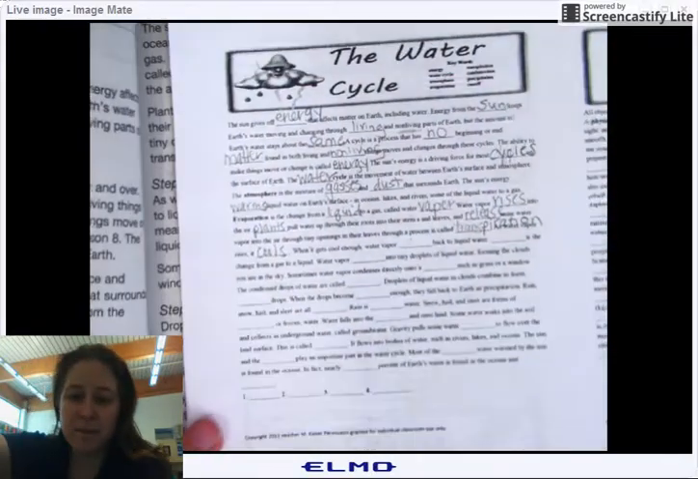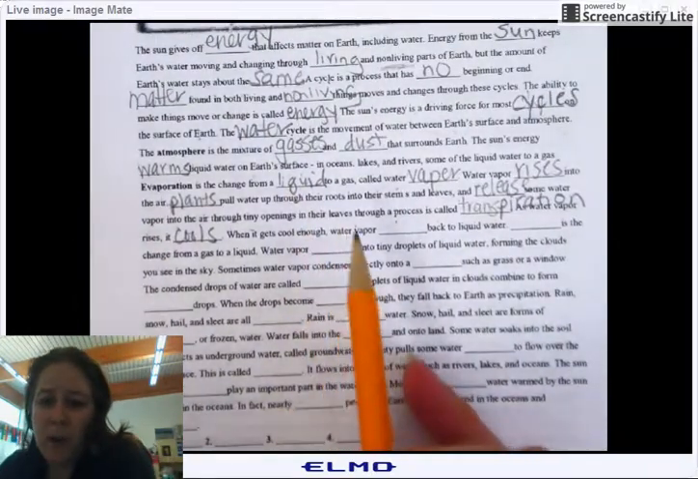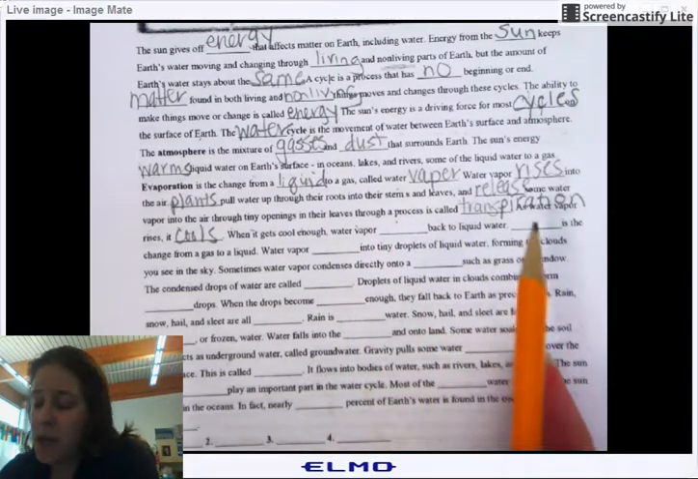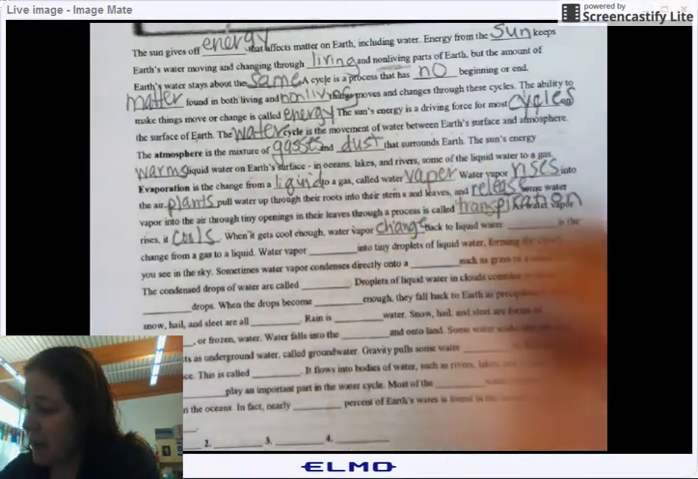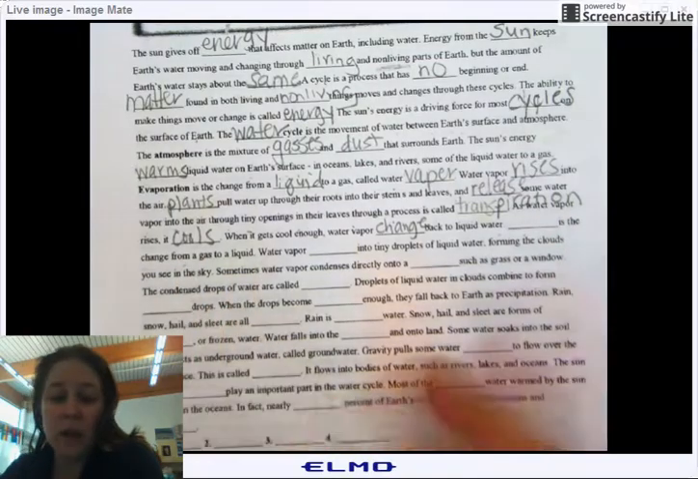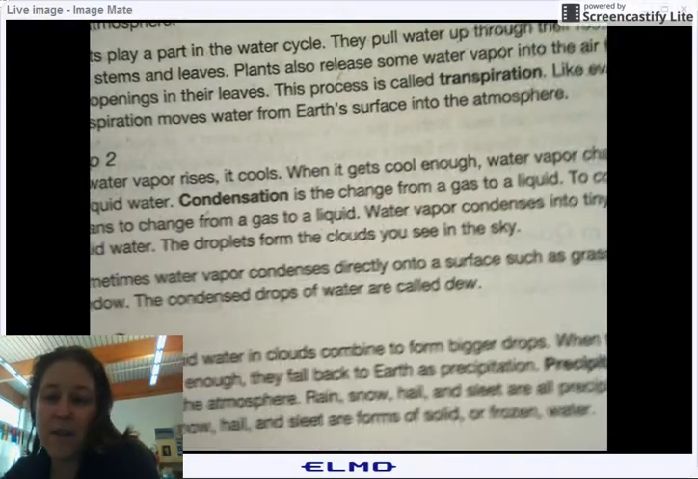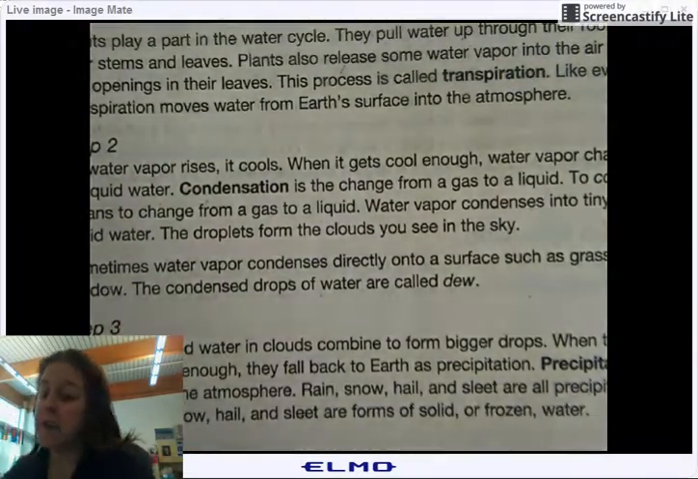So looking back over here, when water vapor cools, it changes back to liquid water. Blank is the change from a gas to a liquid. What's a gas to a liquid? What was it called? It's right there in that very first thing. It's bolded. Yep, you should say condensation.